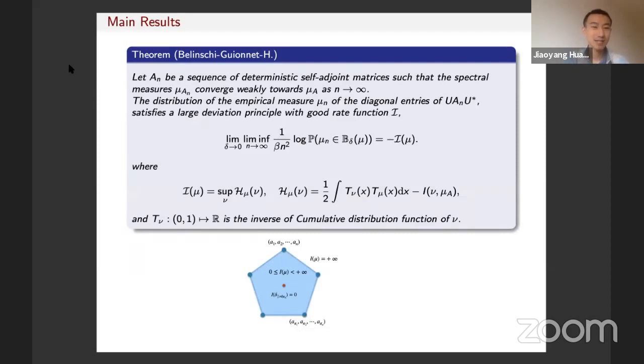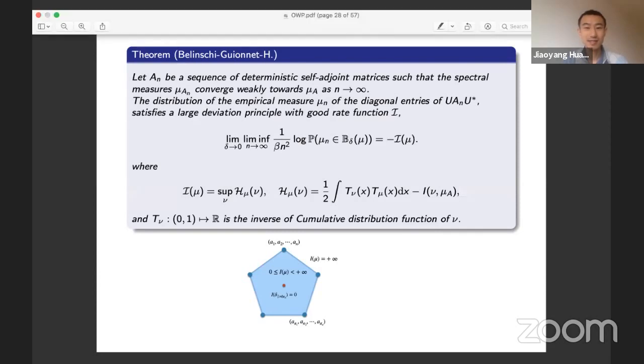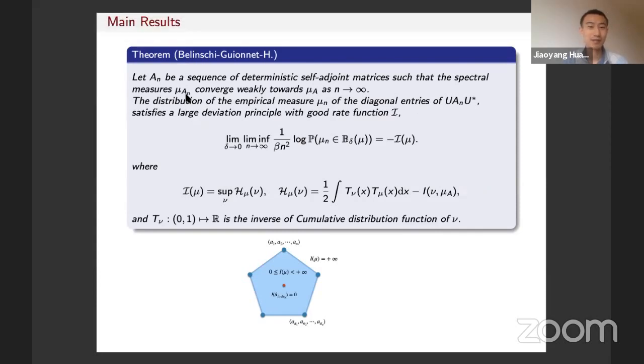The first main result we get is for the diagonal entries of U A_N U star. Let A_N be a sequence of deterministic self-adjoint matrices, such that the spectral measures mu A_N converge weakly towards mu A, and we assume they are compactly supported. Then the distribution of the empirical measure mu_N of the diagonal entries of U A_N U star satisfies a large deviation principle with rate function I. You take the log of it and divide by beta N squared, and it's given by minus I(mu).